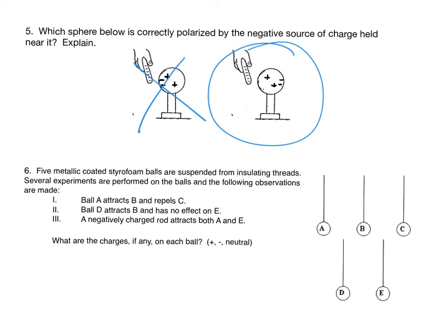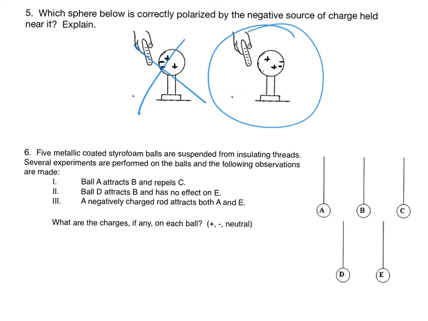All right, number 6. This is kind of like a challenge question here, everybody, to take some thought. It says we have 5 metal-coated styrofoam balls here. So these are all conductors since they're metal-coated. Several experiments are performed, and we make some observations. That A attracts B but repels C, D attracts B and has no effect on E, and a negatively charged rod attracts both A and E.